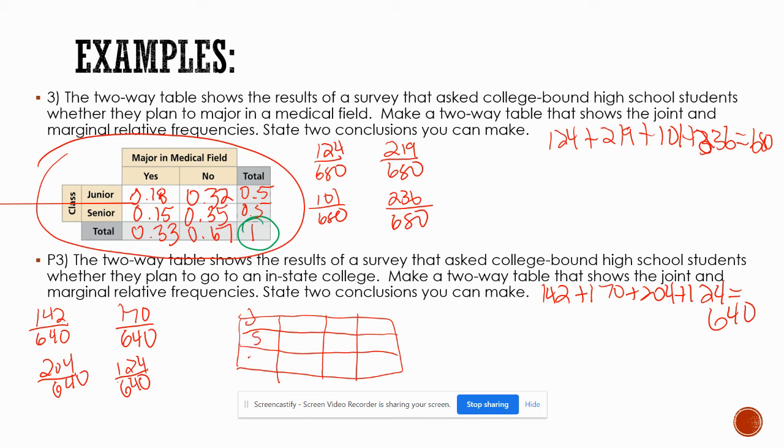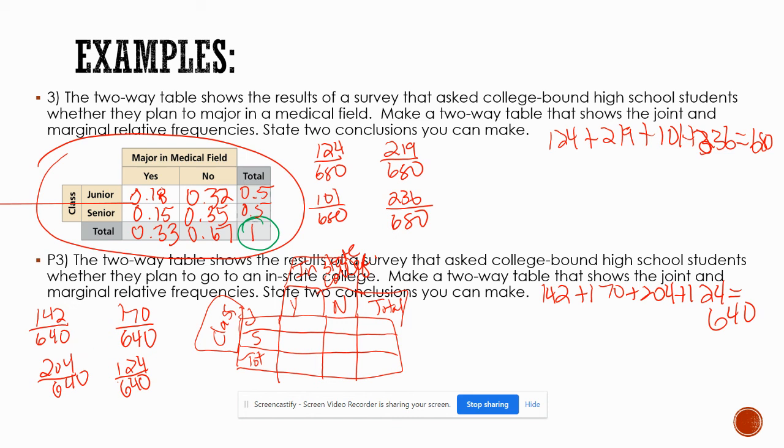So we have junior, senior, and total. And this is going to be yes, no, and total. This is class. And then above here is in-state college. Sorry, I'm having to squeeze to make sure I have enough room. So make sure you have lots of space on your paper. All right.